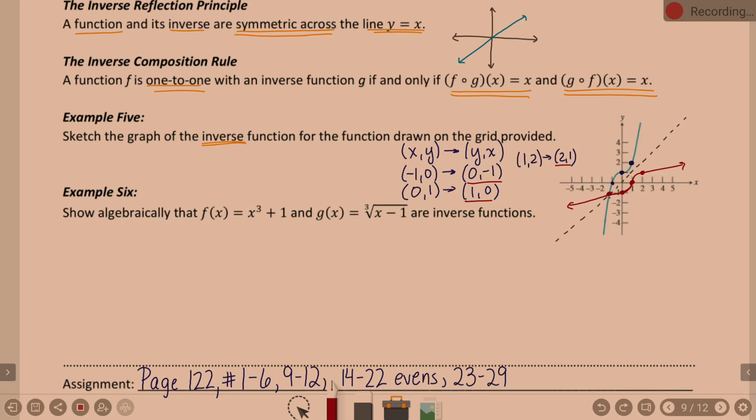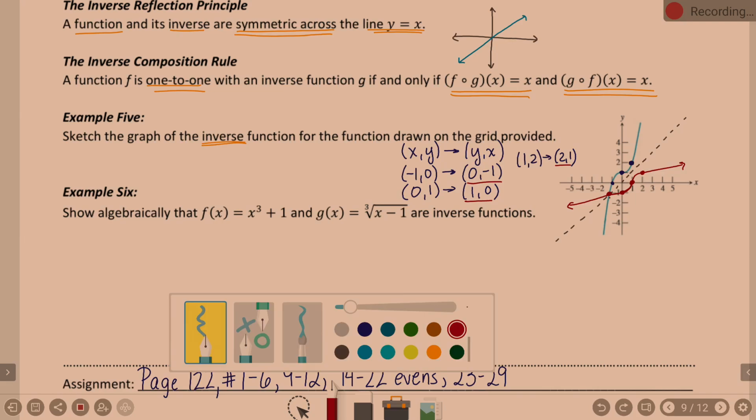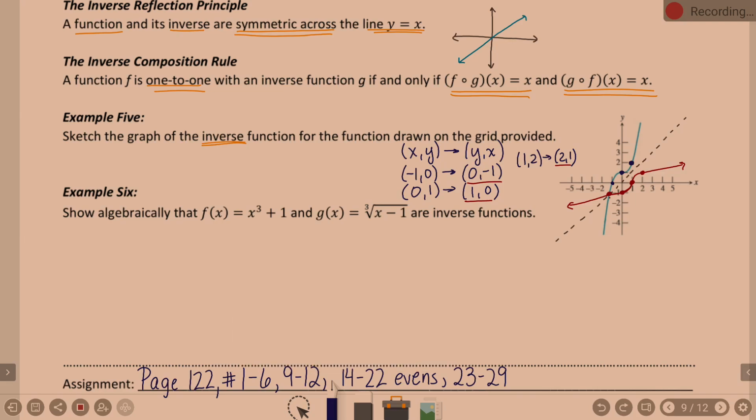Okay, one more then. Example 6. It asks me to show algebraically that f equals x cubed plus 1 and g equals the cube root of x minus 1 are inverse functions. How do I show algebraically that they are inverse functions? f∘g has to work out to be x, and g∘f has to work out to be x. Some of you were good with f∘g and g∘f, some of you struggled a little bit. Let's practice.